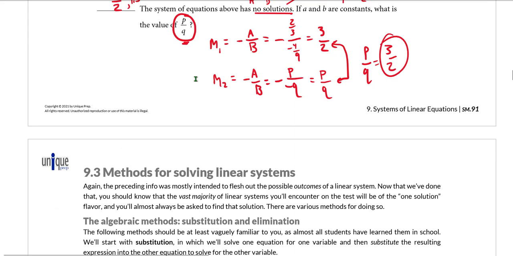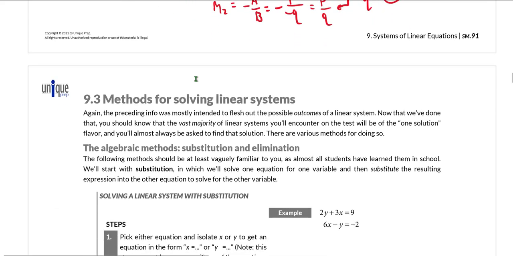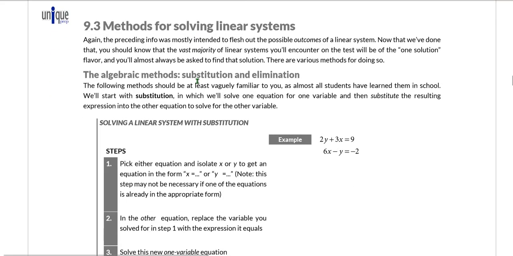On the next page, we talk about the actual methods for solving a system of linear equations. So finally, we get to how we actually solve these things. There are multiple methods for solving a linear system.